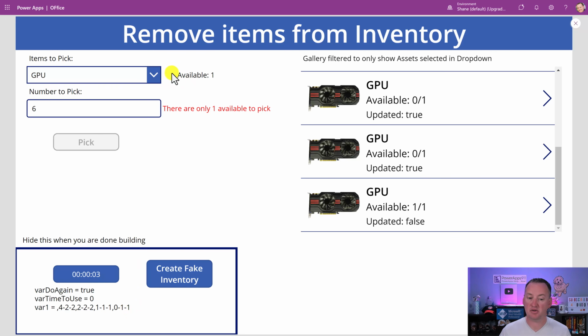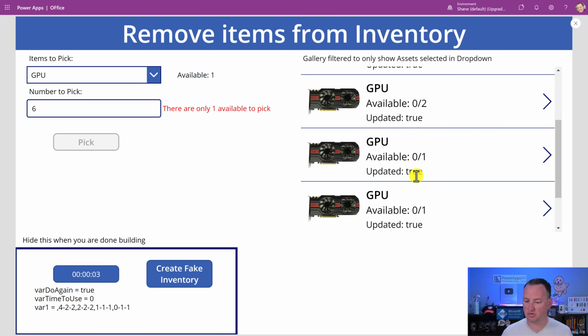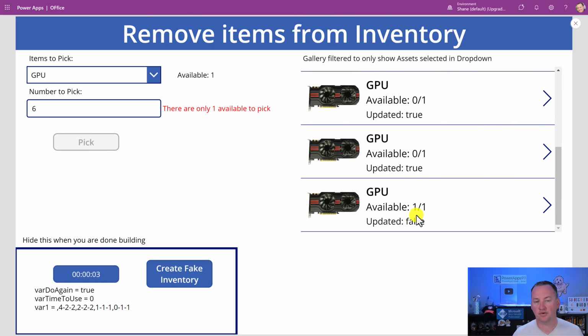Notice that, look, GPUs, there's only 1 left. And if we look, exactly what we expected, this one was left alone, 0, 2, 0, 2, right? Updated true, true, true, true. And the last one is false because we only needed 6. So there's 1 available to be picked still.